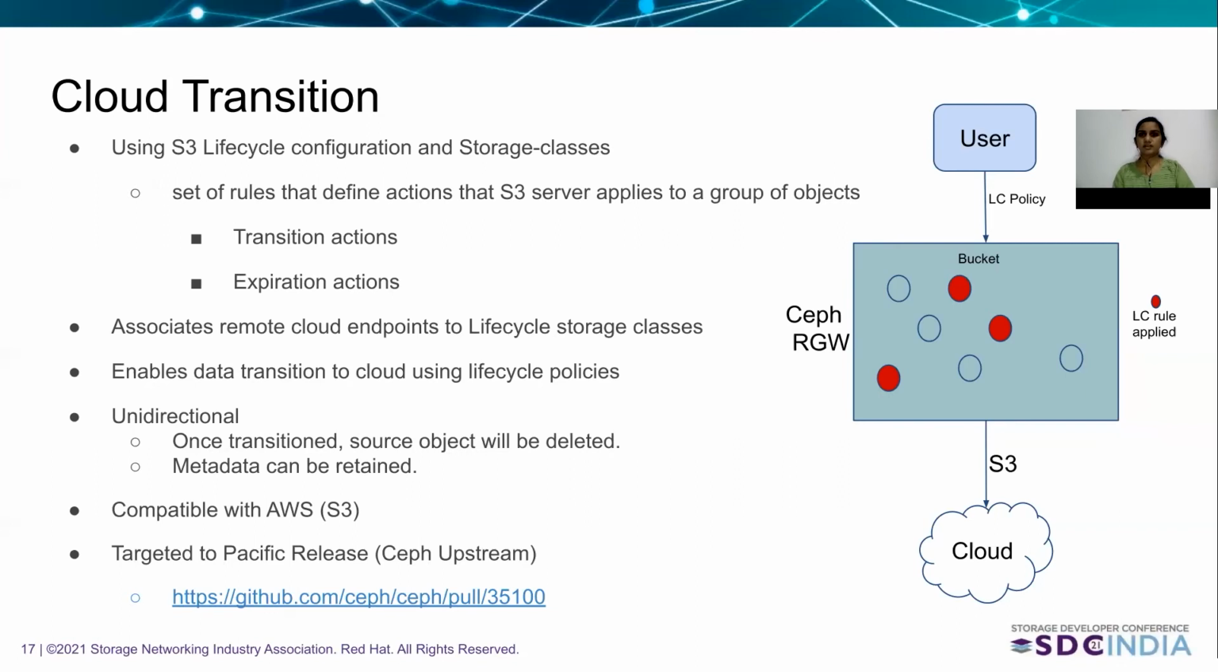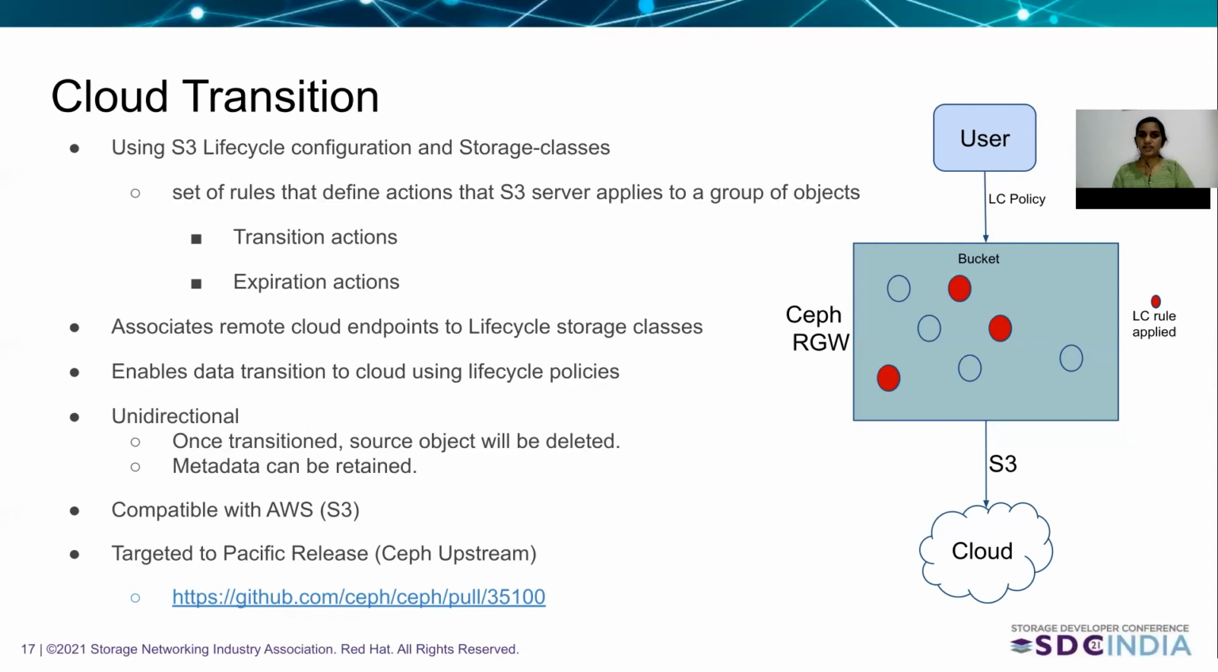Since the objects are moved between storage classes, those storage classes need to be configured on the server, in this case Ceph RGW. So the way cloud transition works is one needs to associate a public cloud or cloud endpoint to a storage class. While configuring a storage class on Ceph RGW, they need to specify that this particular storage class belongs to a cloud endpoint. So when transition rules are applied on the objects, if the Ceph RGW server detects that it's a cloud storage class, then it migrates the data to public cloud instead of moving within the storage cluster.